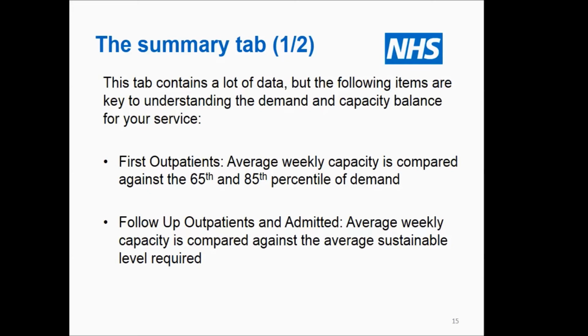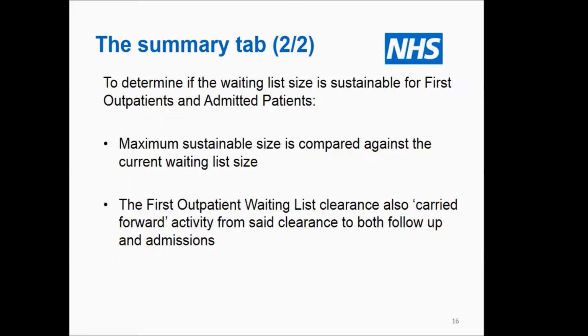Demand in this instance is referring to the number of referrals less ROT and accounting for rebookings following non-attendance with a lost slot. For follow-up outpatients and inpatients, average weekly capacity is compared against the sustainable level required. To determine if the waiting list size is at a sustainable size to meet the expected timeframes for treatment as defined in the Pathway tab, for first outpatients and inpatients, maximum sustainable size is compared against waiting list size.